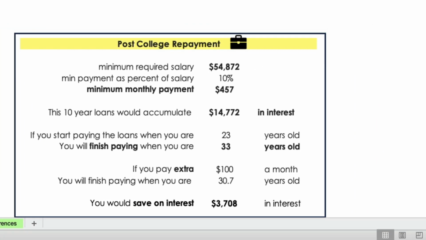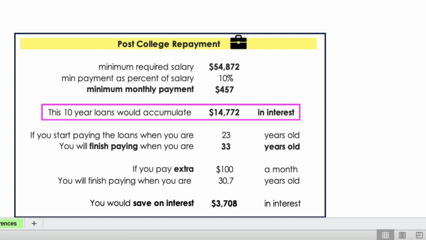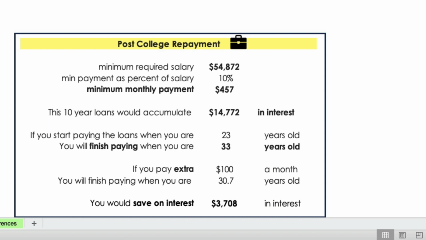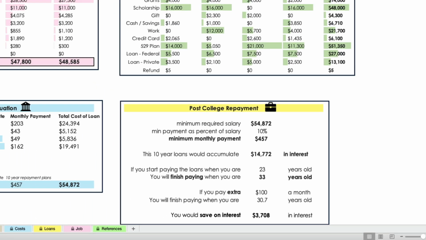The post-college repayment table tells the student what is the minimum salary required to pay off the student loans if the monthly payment is capped at 10% of monthly salary, how much in interest they would pay off during the standard 10-year period, and at what age they would repay all their student loans. It gives them more concrete information on what happens when you borrow too much for college.